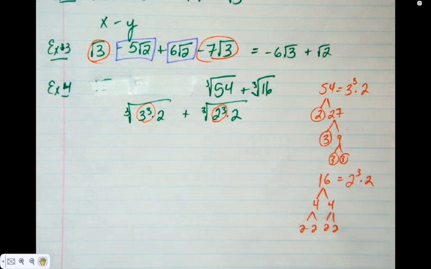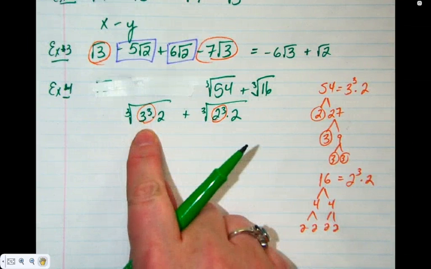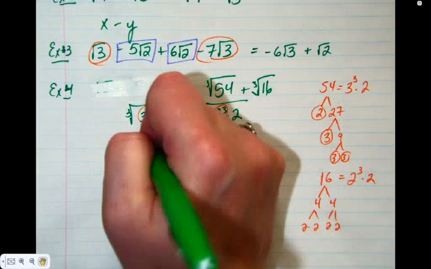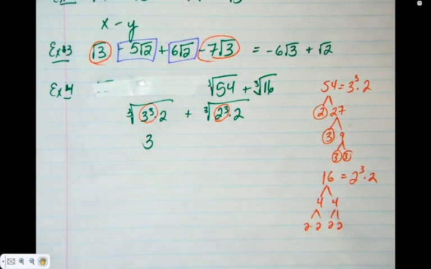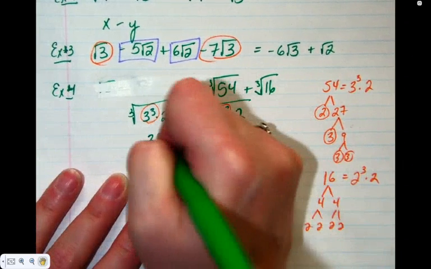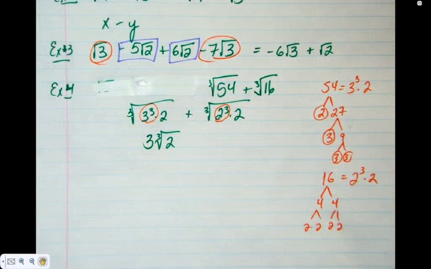I'm a circler, so I like to circle the things with cubes because I know they're going to come out front. Anything not circled is going to stay behind. What happens to the cubed on this 3 when I take it out front? Cancel, so I'm just going to have 3 in front. What's going to be left? Cube root of 2. And make sure you're keeping that cube root, so that little index all the way along.